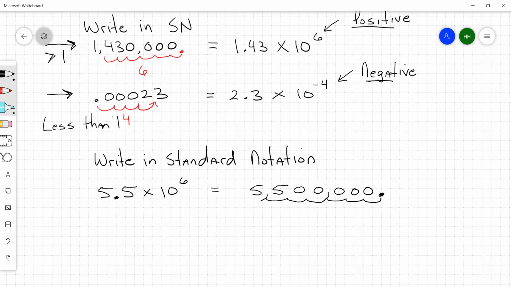All right? So that's easier to see here in red. Go backwards every 3 and put a comma. So there's your number in standard notation.